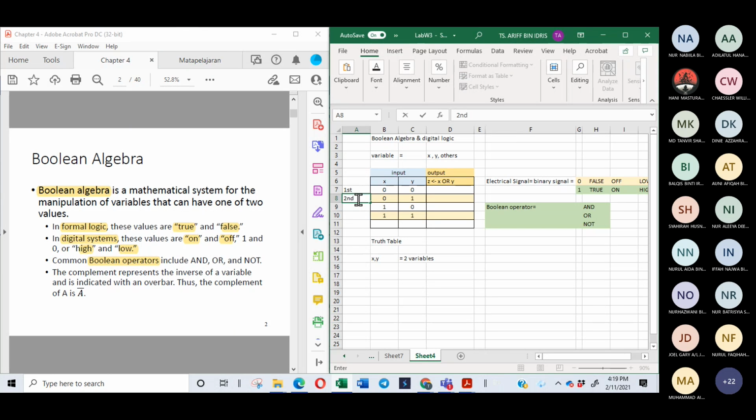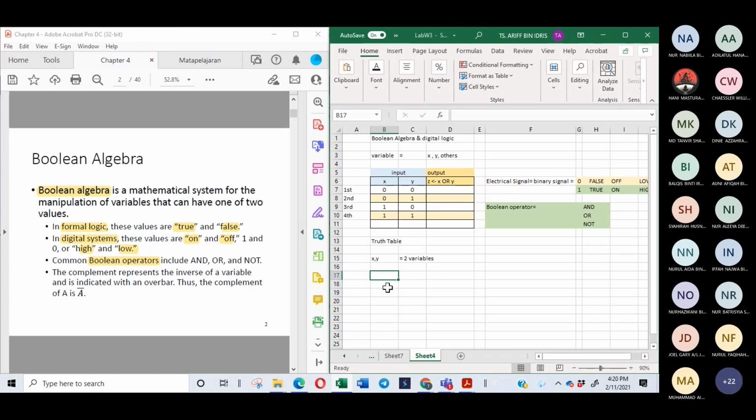Do you think there are more? No. Okay, so then we can go into the conclusion. In order to determine how many input combinations we should have, the formula is: you have to count how many variables. For this truth table, how many variables do we have, class? 2. Two variables, right?